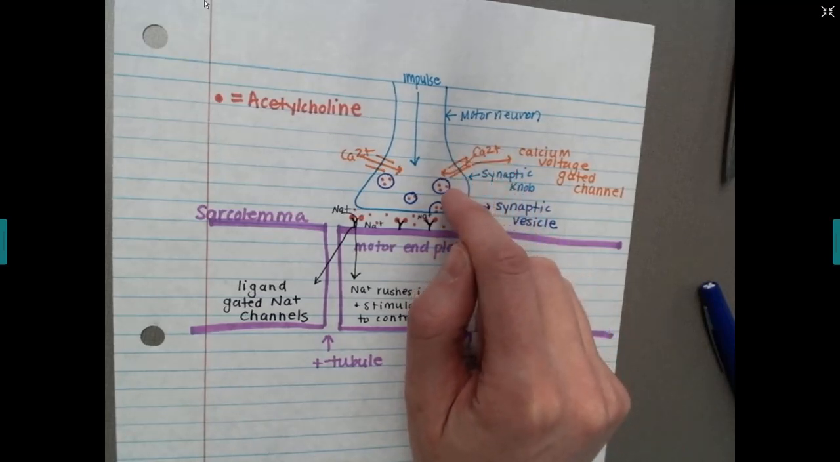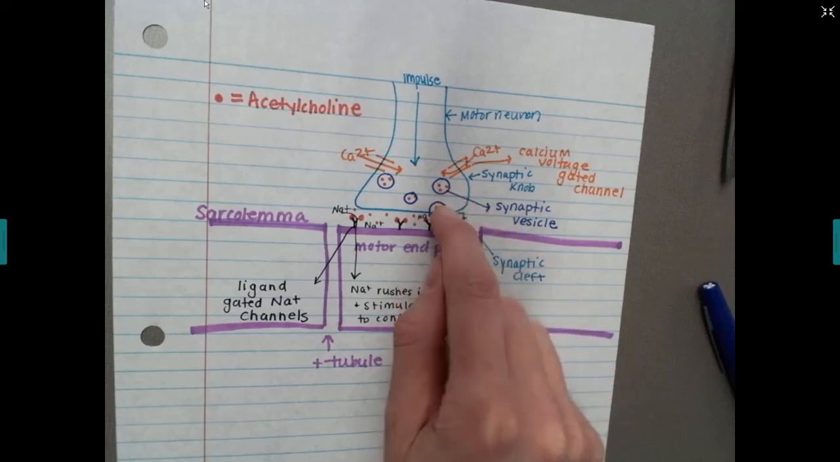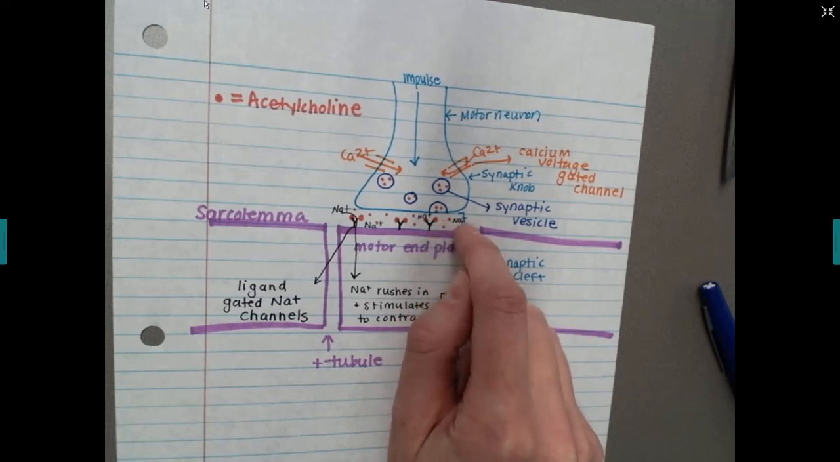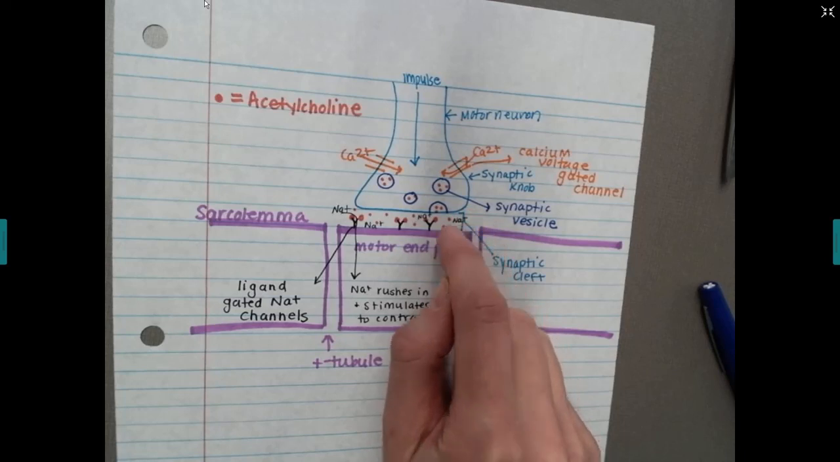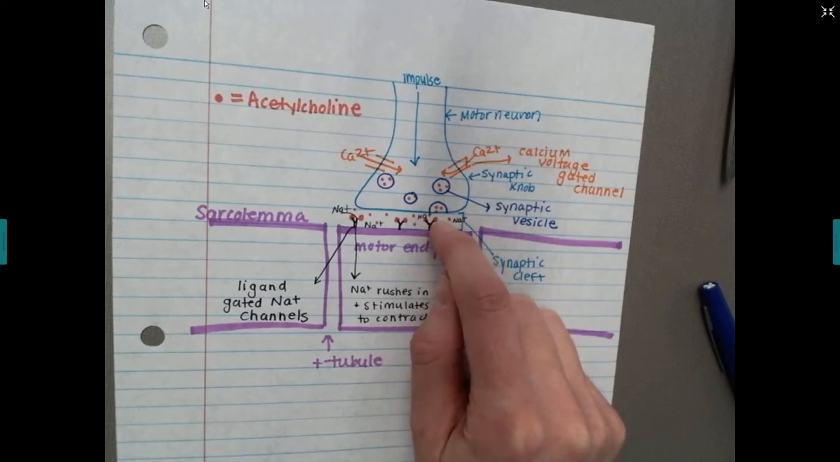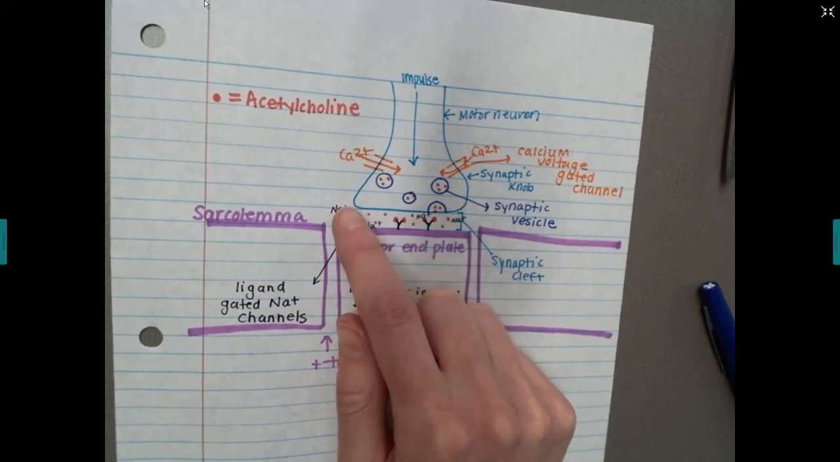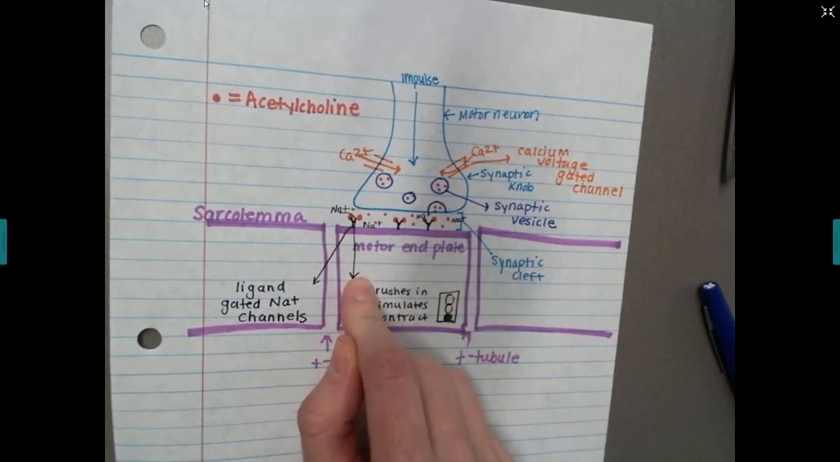That causes the synaptic vesicles to move to the end of the synaptic knob. When they move to the end of the synaptic knob, they release their acetylcholine by exocytosis. Acetylcholine diffuses across the synaptic cleft, or space, and binds to sodium ligand-gated channels. When it binds, the door opens. That allows sodium to rush in, and a huge influx of sodium will stimulate the muscle to contract.